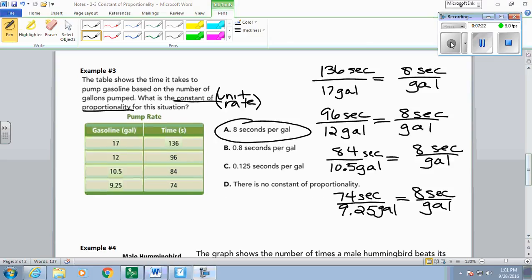Even though this one is multiple choice, I'm still showing that all of my rates do come down to 8 seconds per gallon. And if I wasn't sure about which one needed to be divided by which, I can look to what the labels are saying in my choices. But also, this is your X, this is your Y. So Y divided by X would be the time divided by the gallons.